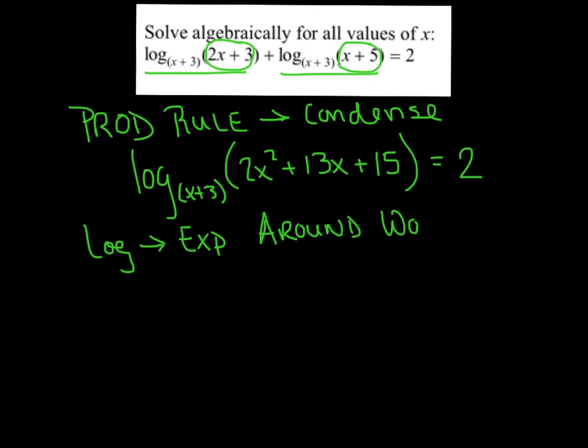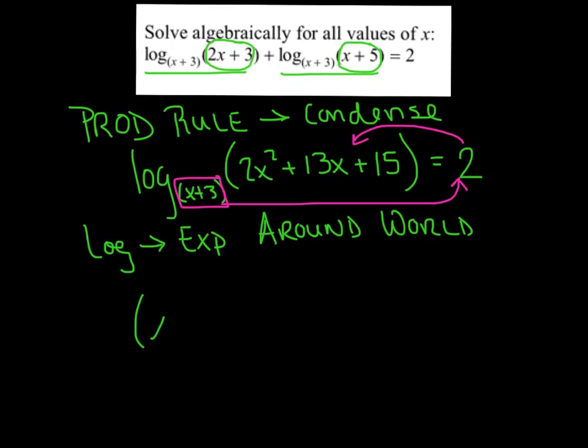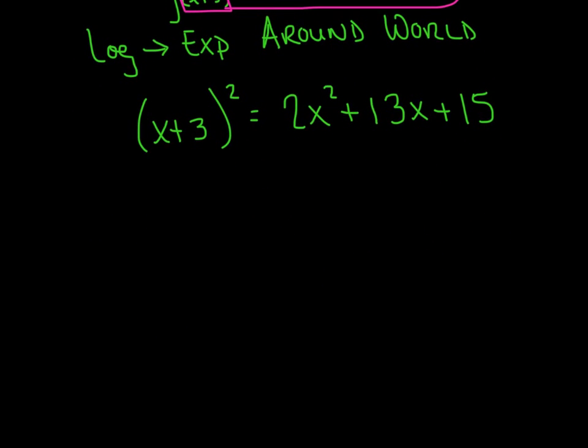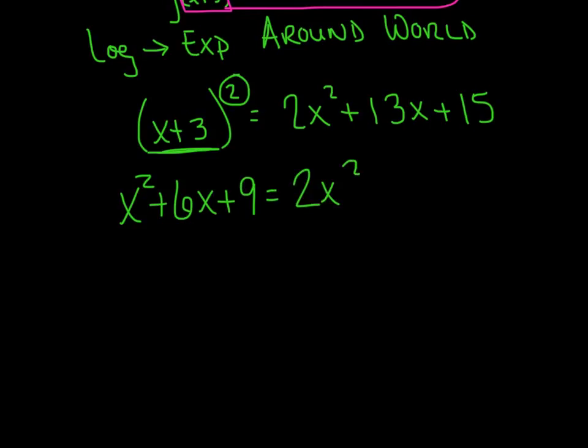So let's see, what does around the world look like? Around the world says I'm going to start with this base right here, raise it to the second power, and then set it equal to this quantity right here. So we've got x plus 3 raised to the second power equals 2x squared plus 13x plus 15. Now this squared sign is going to tell us to FOIL out the x plus 3. So we get x squared plus 6x plus 9 equals 2x squared plus 13x plus 15.